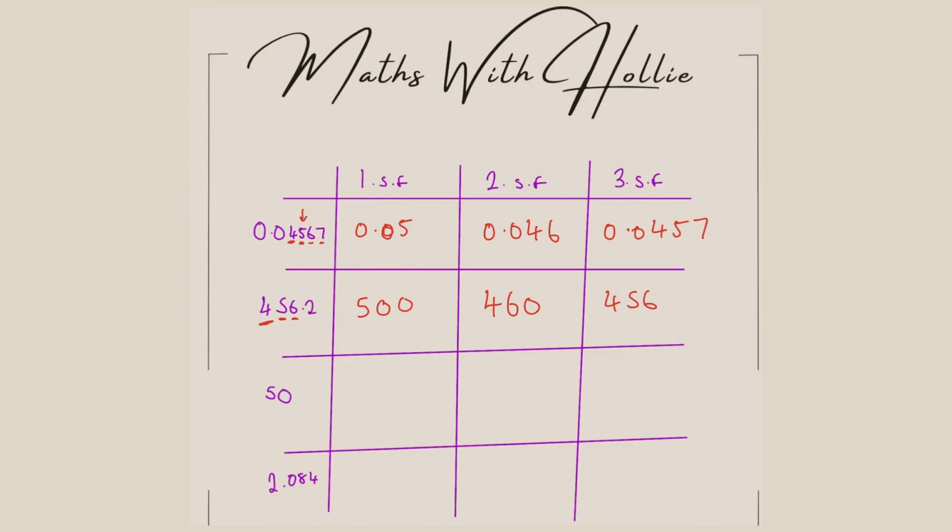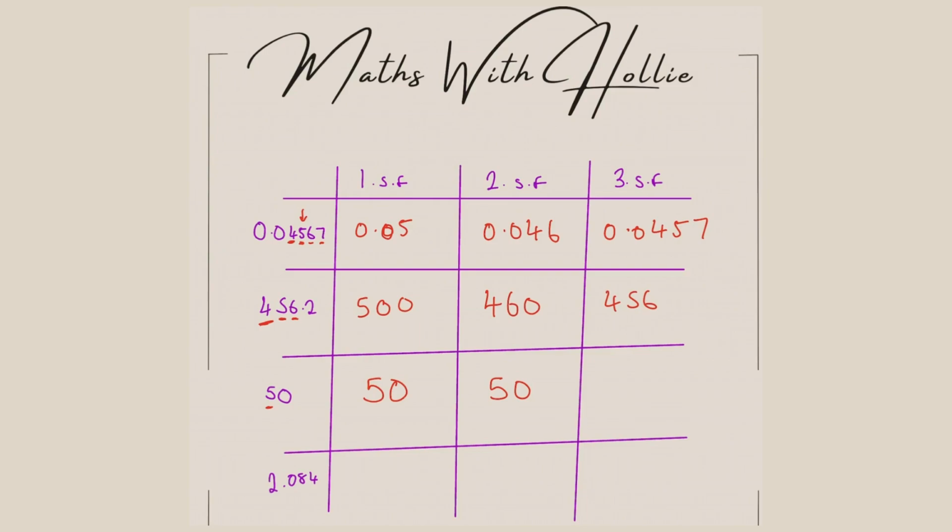So if we go to the 50, slightly different this time. The first number we see is the 5. So one significant figure is just going to be the 50, okay? Because it's in the tens column. For 2 significant figures, again, it's just going to be 50. Because there's no numbers after that 0. But this is the important bit.